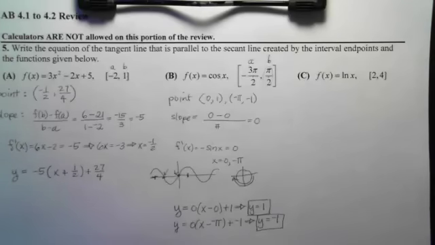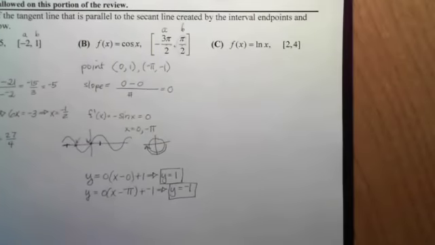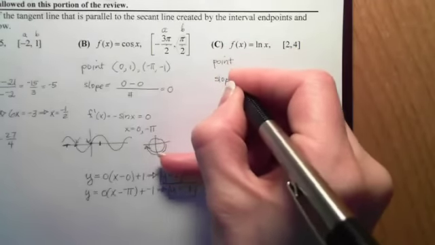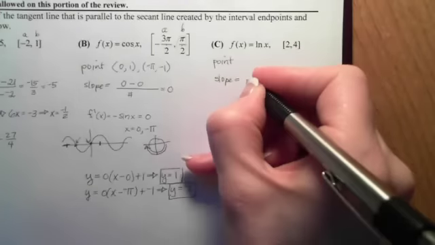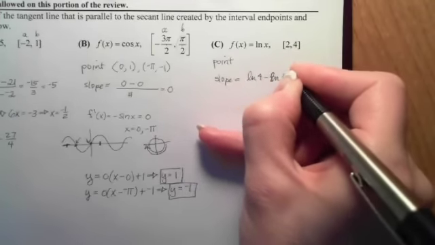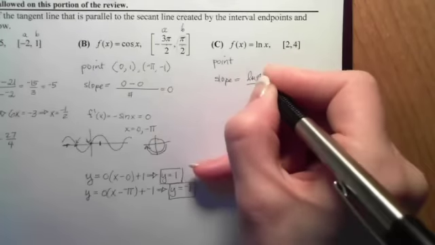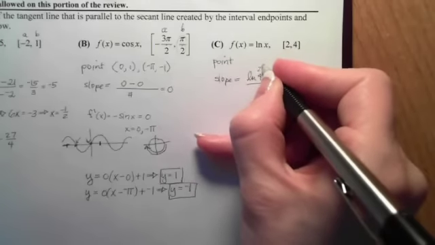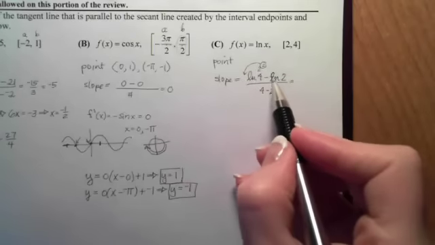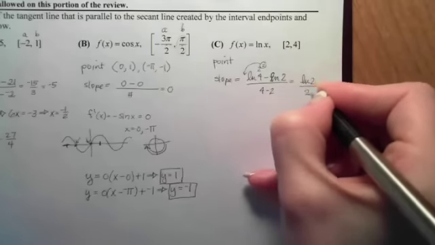Last one, part C. It's a natural log issue. So same process, we just want to use logs. So we again are going to need a point. We're going to need a slope. We get the slope by doing f of b minus f of a over b minus a. So 4 is the same as 2 squared, which means I can bring that 2 in front and get 2 logs of 2 minus 1 log of 2 gives me a log of 2, and on the bottom I have a 2.